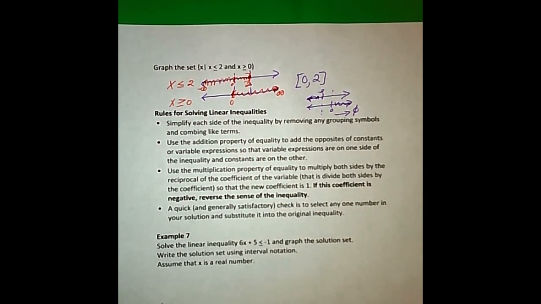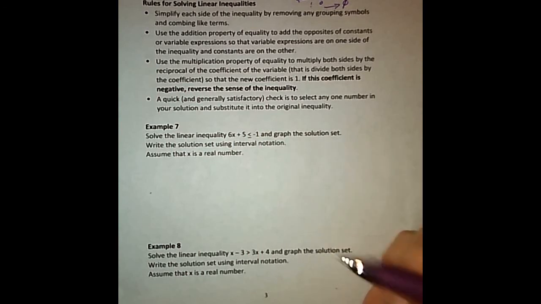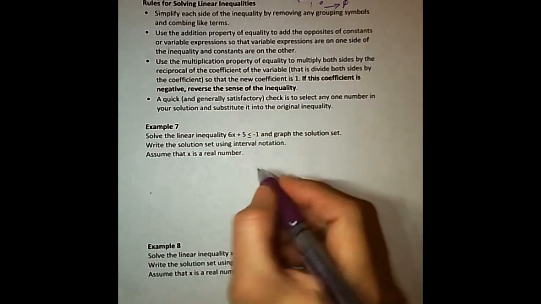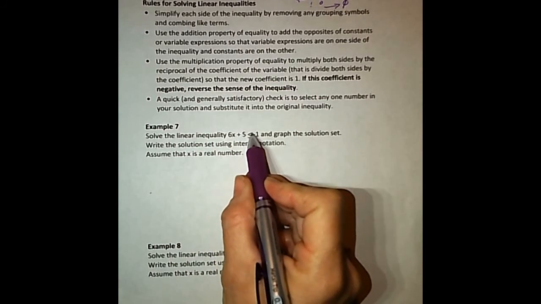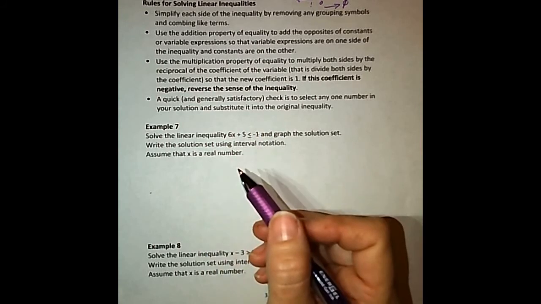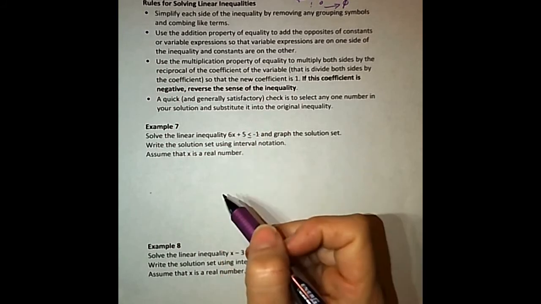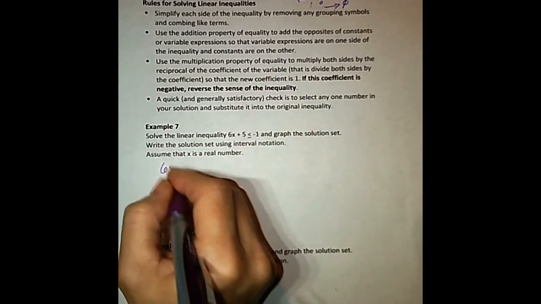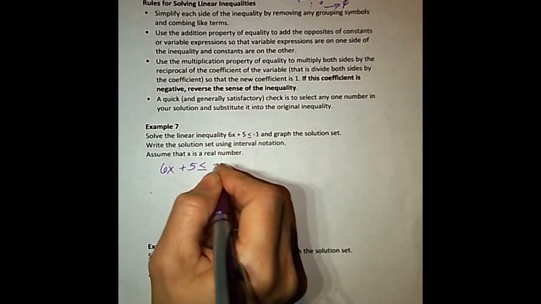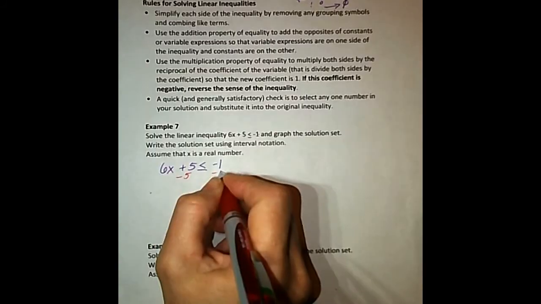Let's do example 7. I'm going to scoot it up where you can see it. We're going to solve this linear inequality, and then we're going to graph the set and write it in interval notation. So I have 6x plus 5 is less than or equal to negative 1. Well, in order to solve this, we make sure it's cleaned up on both sides, and it is. And then next, we're going to isolate the variable term. I want to get this 5 on the other side, and since it's positive, we're going to subtract it. We're going to treat this like it's an equal sign.